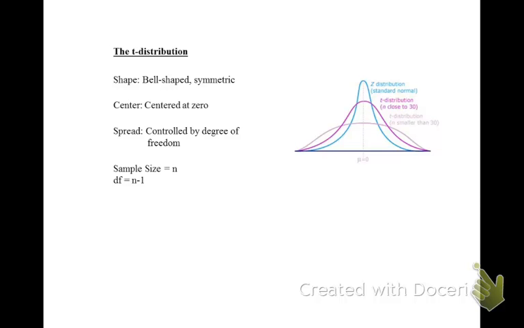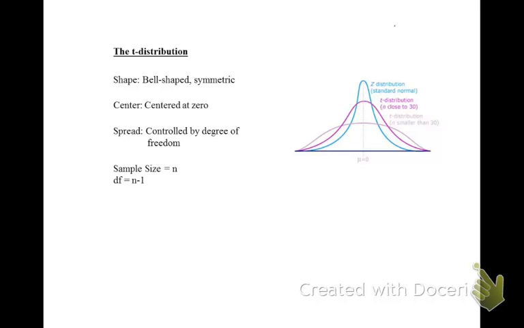The way you find your degrees of freedom is to locate how many people you sampled, your sample size, and then subtract 1. So sample size minus 1 is your degrees of freedom. When the t-distribution has a small degree of freedom, basically a sample size smaller than 30, you get a shape that looks like this. When your t-distribution has a sample size that's close to 30, you'll get a shape that looks like this.